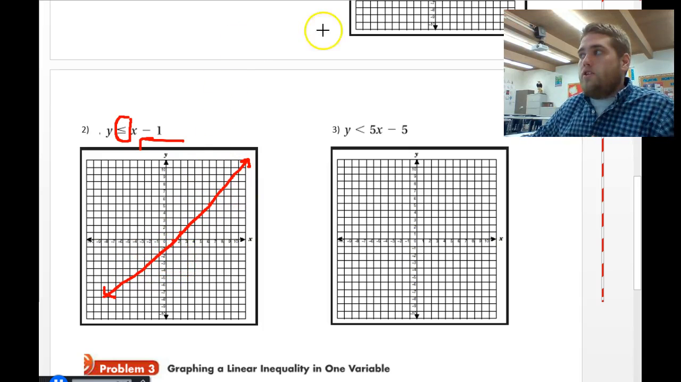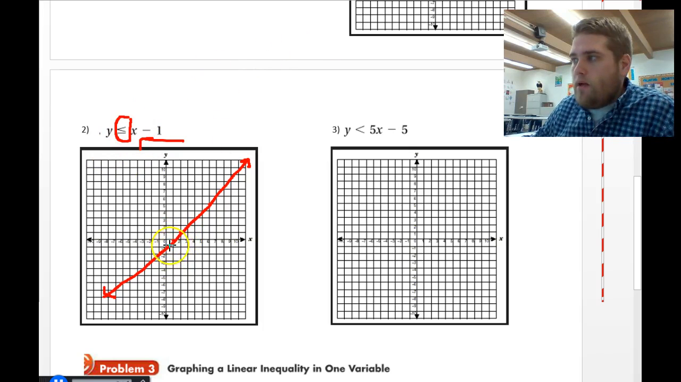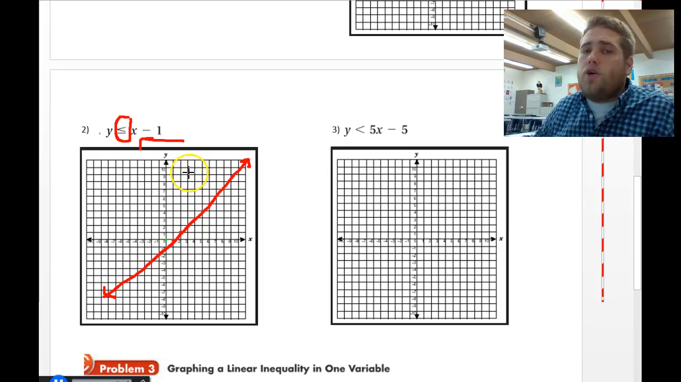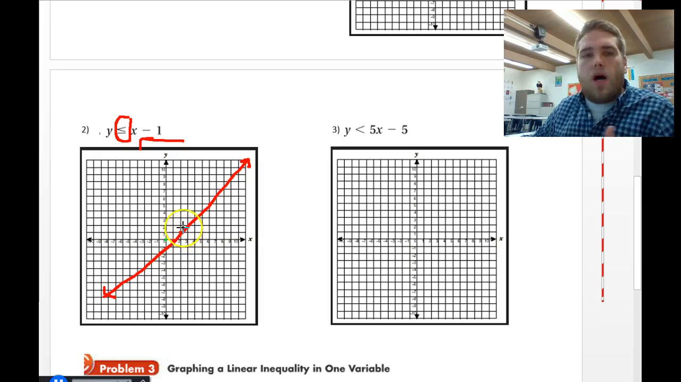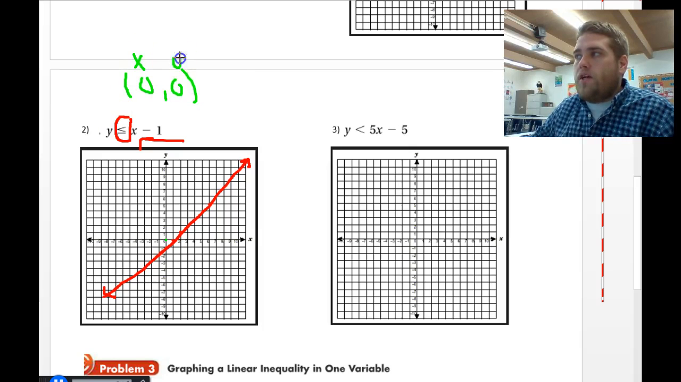Okay. Now I need to shade. So I'm going to pick a new color, and let's go with this color. And so my test point I'm going to pick is 0, 0. I pick 0, 0 because it's the easiest. You could pick any point on the graph you possibly wanted to. So I plug these in. Here's my x, here's my y.